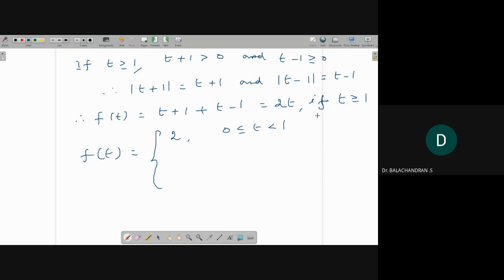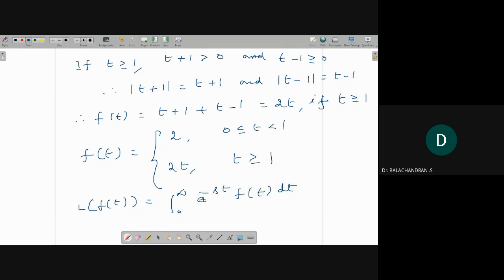And f of t equal to 2t if t is greater than or equal to 1. So now I got f of t. Now the remaining thing is we need to find the Laplace transform of f of t. So L of f of t is equal to the integral from 0 to infinity of e power minus st into f of t into dt.